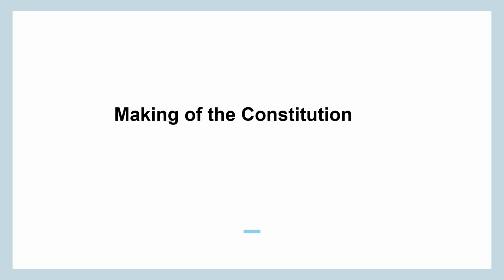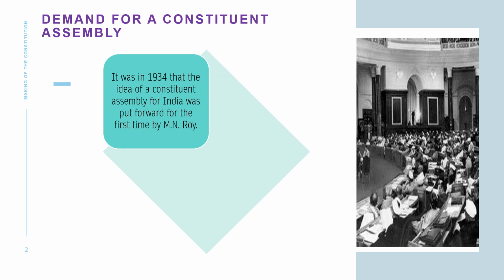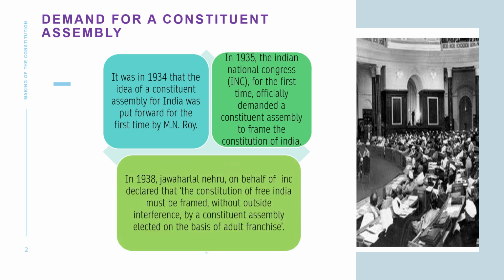Today's topic is making of the constitution. First topic is demand for a constituent assembly. It was in 1934 that the idea of a constituent assembly for India was put forward by M. N. Roy, and in 1935 Indian National Congress for the first time officially demanded a constituent assembly to frame the constitution of India. In 1938, Jawaharlal Nehru on behalf of Indian National Congress declared that the constitution of free India must be framed without any outside interference, that is, only by the Constituent Assembly elected on the basis of adult franchise.